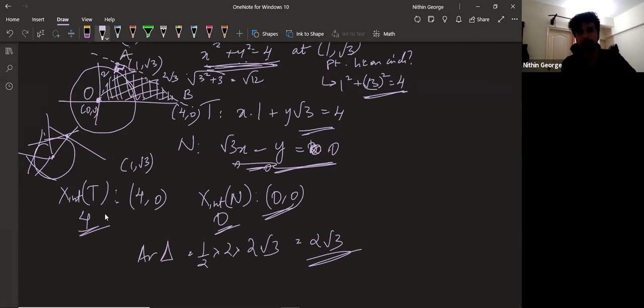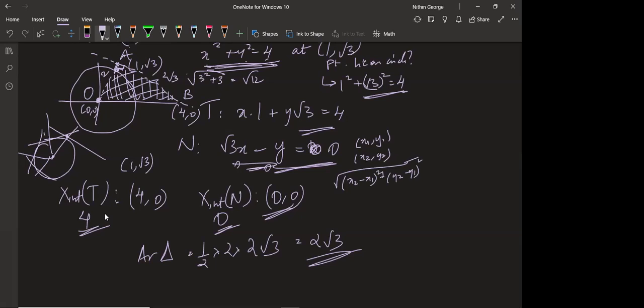Which distance, sir? OA, AB. OA, we use the distance formula. You have 2 points, x1, y1 and x2, y2. To find the distance between these 2 points, what do we do? x2 minus x1 the whole square plus y2 minus y1 the whole square. Okay, sir. Got it, sir.